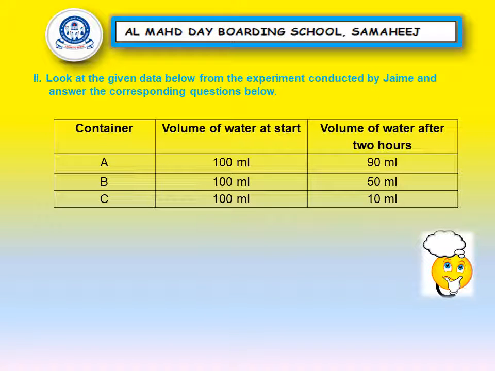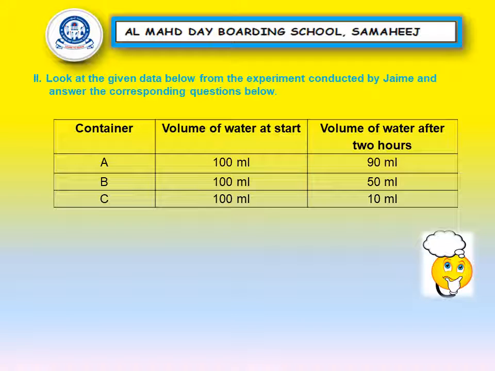For part 2 of assessment number 2, look at the given data below from the experiment conducted by Jaime and answer the corresponding questions below. You can see this given data as well on your student book on page 49. First column of the table, container A, B, and C. Second column, volume of water at start, and the third column, volume of water after 2 hours.